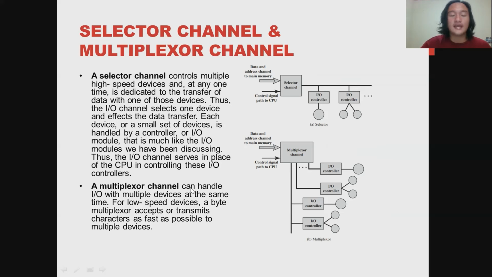A multiplexer channel can handle input-output with multiple devices at the same time. For low-speed devices, a byte multiplexer accepts or transmits characters as fast as possible to multiple devices. Here is the multiplexer scheme.